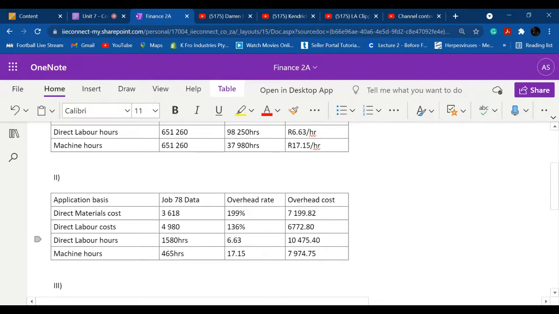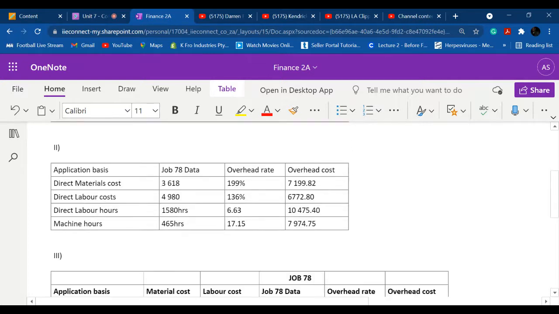Does that make sense? So here they're just making us get comfortable with doing the same thing, but then using different bases. Does that make sense? Right. So we finished that third bit. The last thing they want us to do is calculate the total cost of job 78 using various bases. So we're continuing the same thing, but can you see here we were only calculating the overhead cost. Now we want to calculate the total job using the various bases, okay?